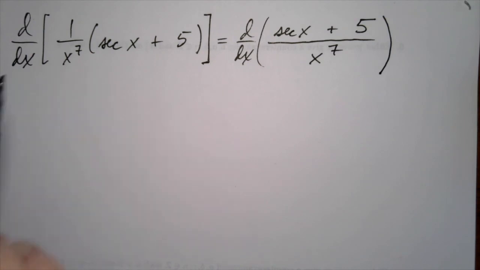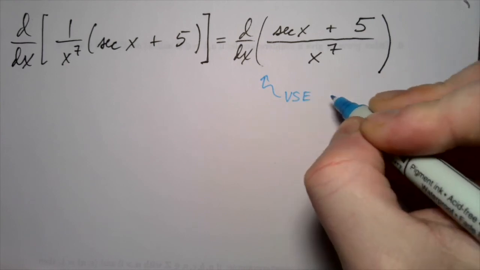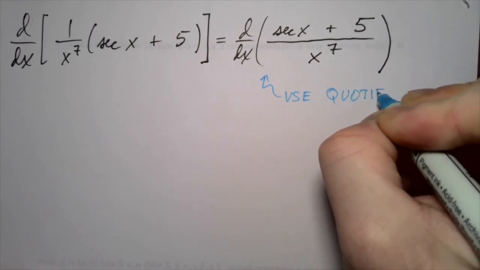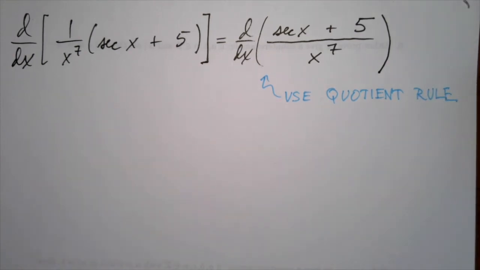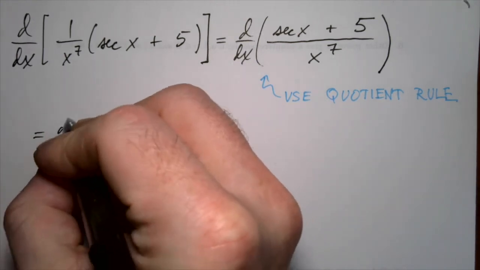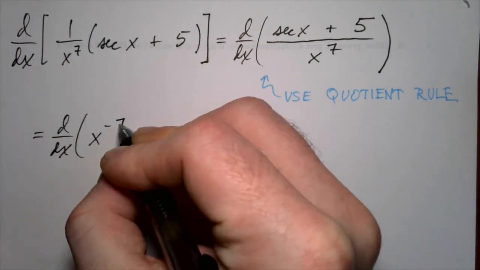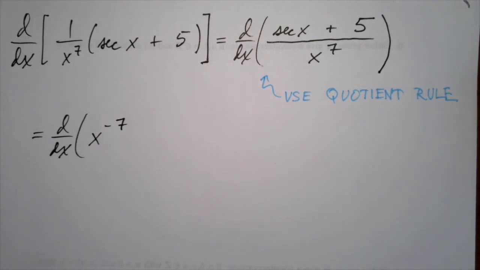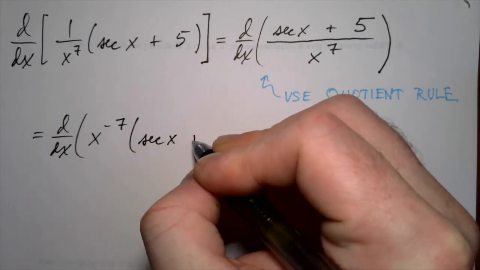Okay, so since we're dividing by x to the 7th, we could write the function that way. So it looks like a function of x divided by another function of x, and then we would use the quotient rule. But instead of doing that, I prefer to write the function an alternative way so that I don't have to use the quotient rule. Quotient rule is kind of messy, right? I don't really want to do that for this function if I don't have to. Instead, I'm going to think of that first function, 1 over x to the 7, as just x to the minus 7. Okay? And the second part will stay the same.